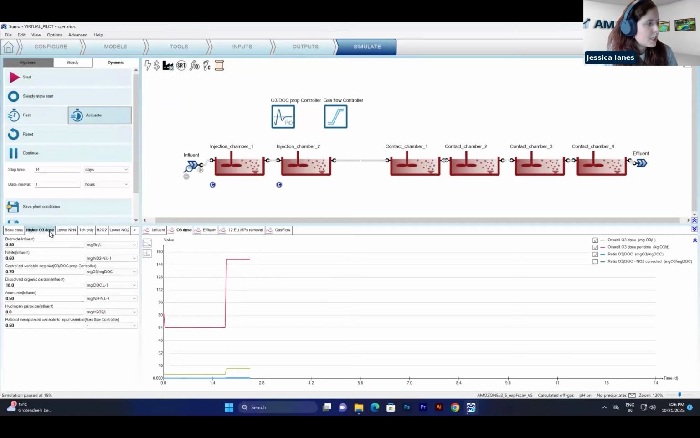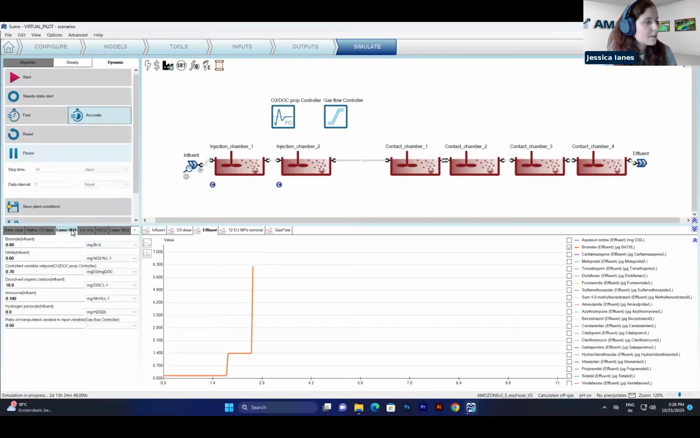Something else that can change in our system is the water quality of the influent water. For example, the ammonia can change and it can be lower in some moments of the day. So what happens if we have a lower ammonia? We see here an increase in bromate formation. From the 1.4 bromate that we had with the increase of the ozone dose, we are now reaching more than 6 microgram per liter of bromate.